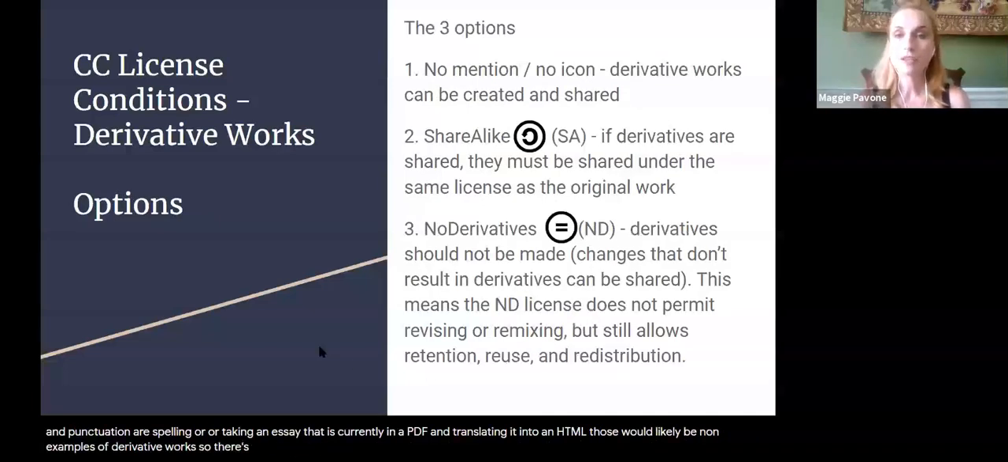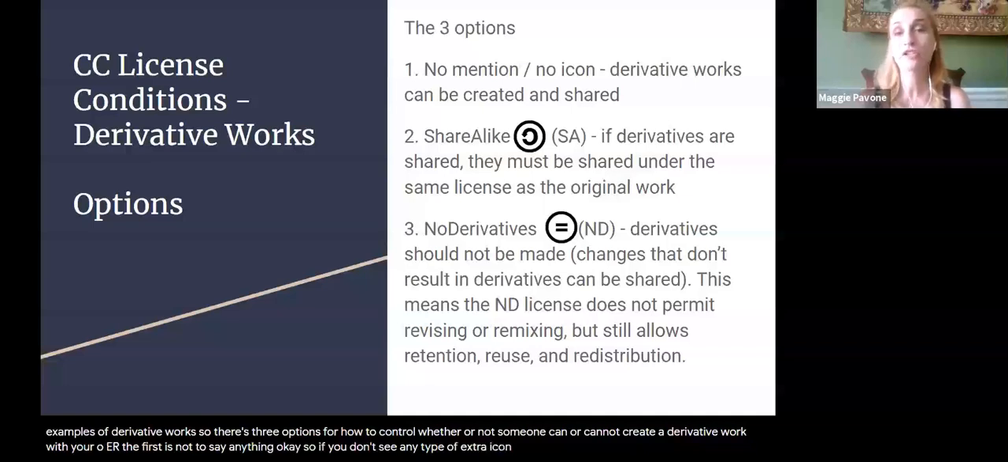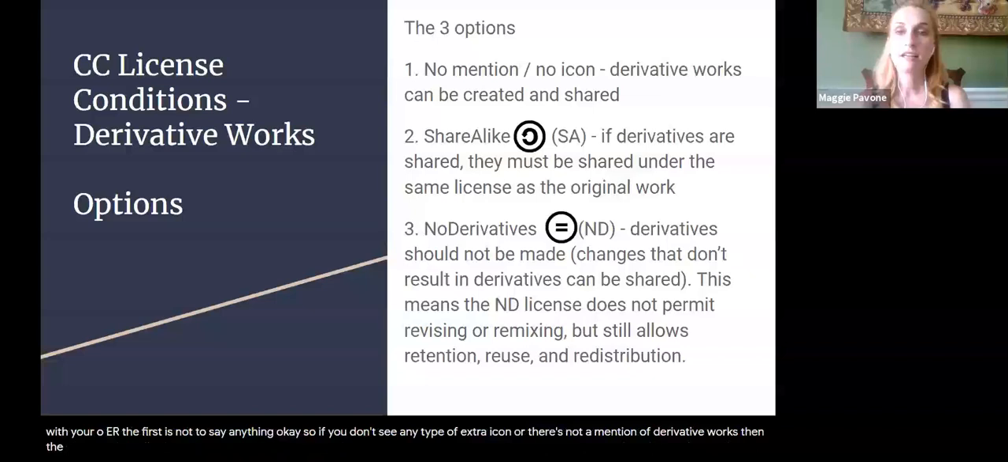So there are 3 options for how to control whether or not someone can create a derivative work with your OER. The first is not to say anything, okay? If you don't see any type of extra icon or there's not a mention of derivative works, then the default here is that derivative works can be created and shared. The next option is this share alike designation.